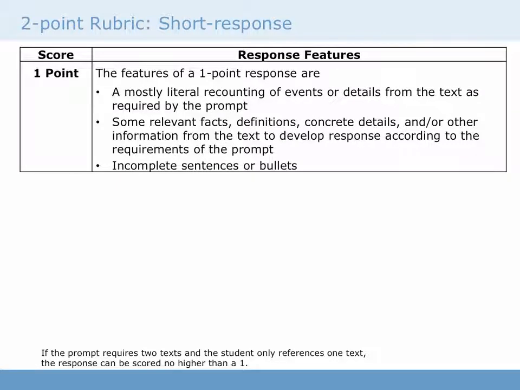A 1-point response has the following features. It's most likely a literal recounting of events or details from the text as required by the prompt. There are some relevant facts, definitions, concrete details, and/or other information from the text to develop the response according to the requirements of the prompt, and you might see incomplete sentences or bullets.